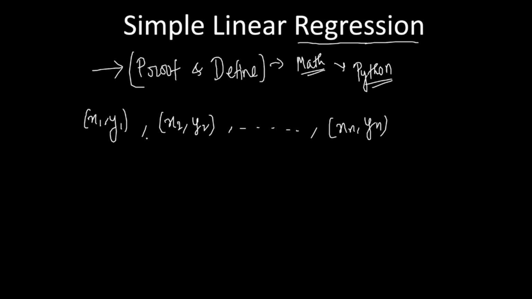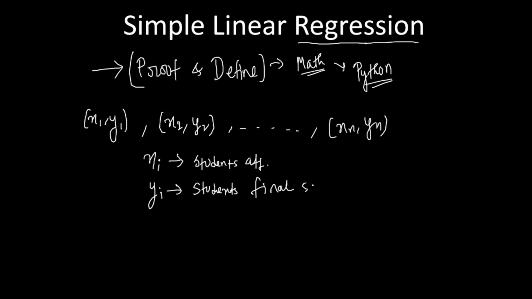Let's say the xi's represent students' attendance, and the yi's represent students' final score. For each of the n students, we have made a pair. So let's say the first student has 75% attendance and his score was around 60 out of 100. So these are the pairs, right? This is our data set.